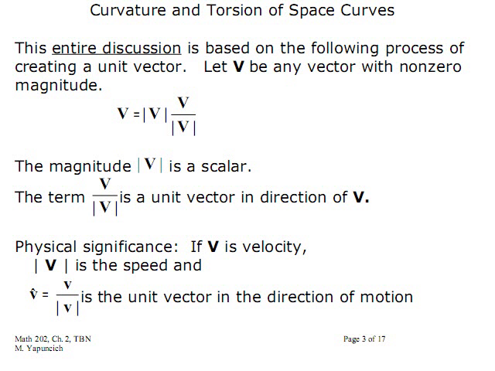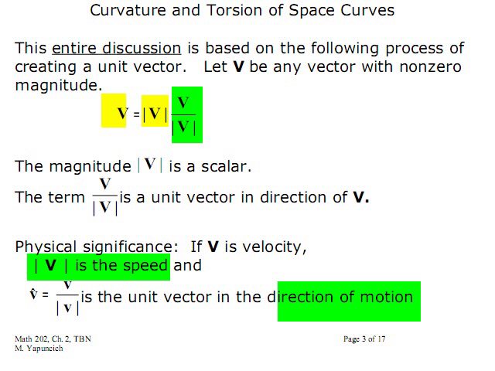Throughout all these lectures, you're going to see the same thing happen over and over again. You have an arbitrary vector, and you break it up into its magnitude and a unit vector in its direction. If this vector v happens to be velocity, then the magnitude is the speed, and the unit vector is a unit vector in the direction of motion.